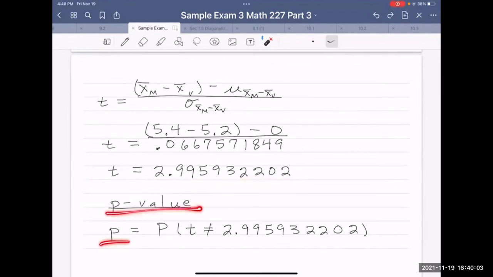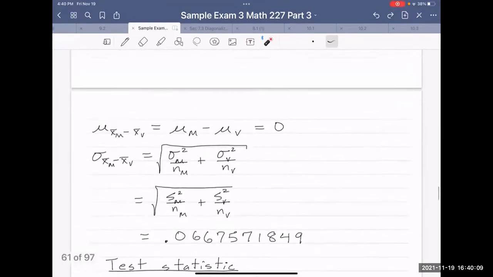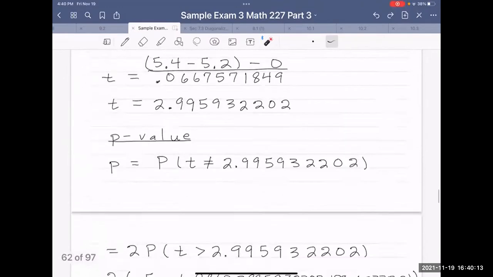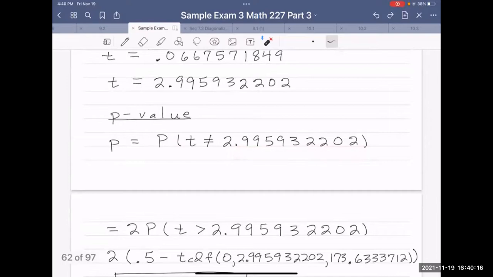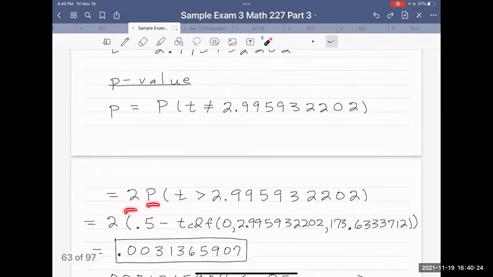So let's calculate the p-value. So p is equal to the probability that t is not equal to this, with this degree of freedom. Okay, so this is actually a right tail. So let's do 2 times the probability that t is greater than 2.995932202.